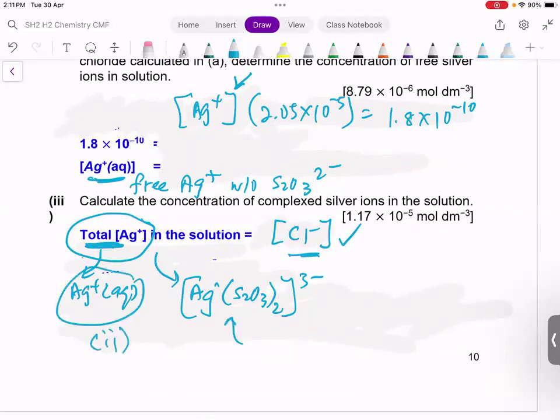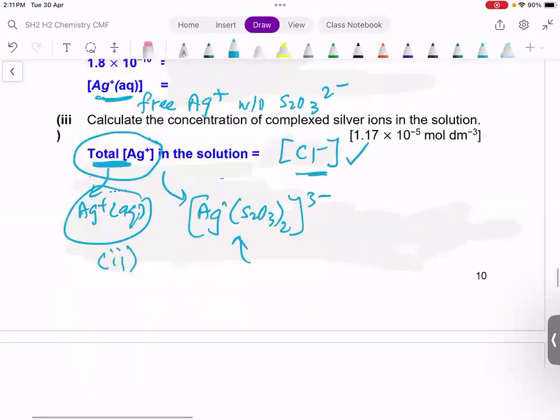Then are you able to calculate this? Yeah or not? Can calculate this? Can calculate, so I move on.